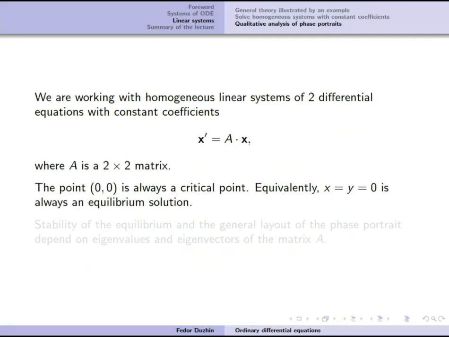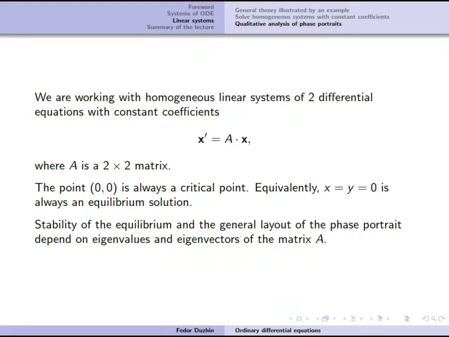So first, notice that the origin is always going to be a critical point. And we assume that the determinant of the matrix A is not zero, meaning that the origin is the only critical point.